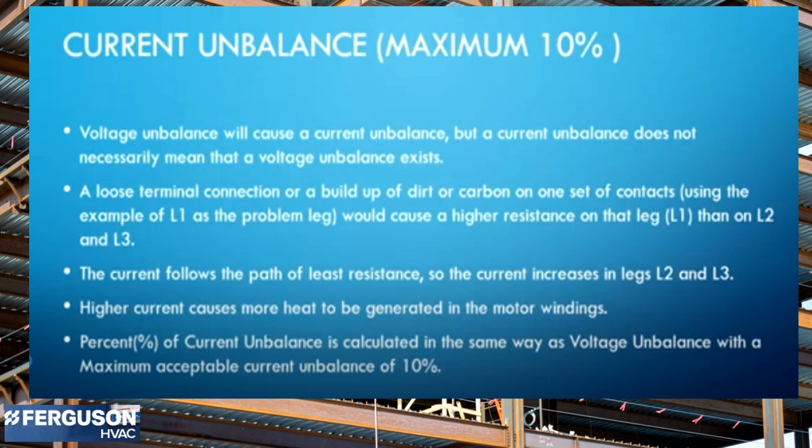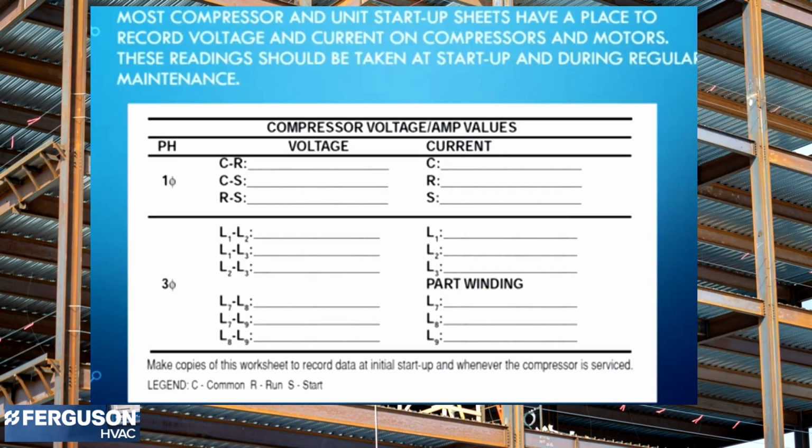The percent of current unbalance is calculated in the same way as voltage unbalance, with a maximum acceptable current unbalance of 10%. Most compressor and unit startup sheets have a place to record voltage and current on compressors and motors. These readings should be taken at startup and during regular maintenance. The long life of equipment is dependent on keeping these two values within their normal parameters.